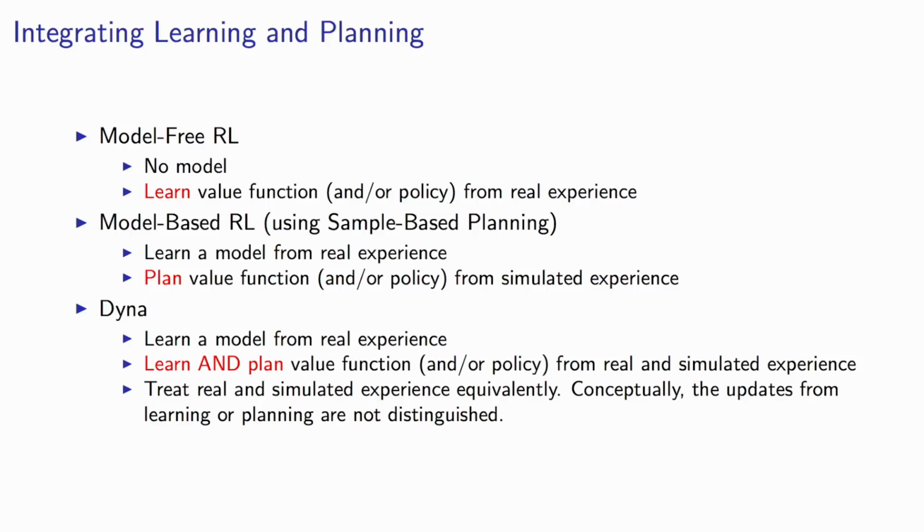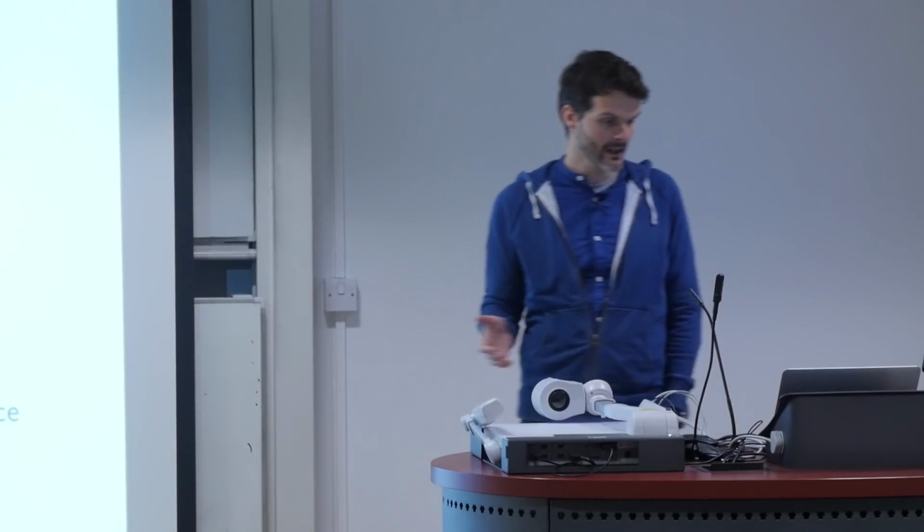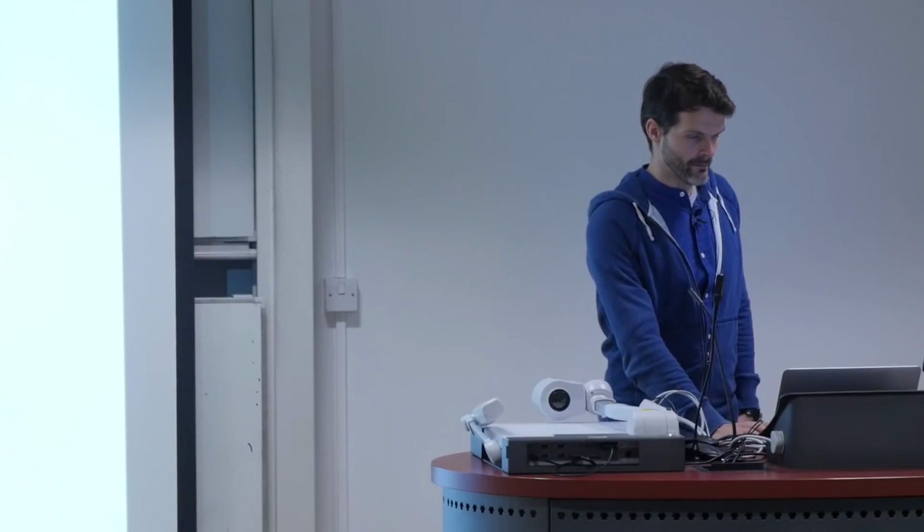And this is sometimes called Dyna. This is how it's called in the book. This is something that Rich Sutton proposed many years ago. The idea is to learn a model, as we discussed before, from the real experience, but then we learn and plan the value function from both the real and the simulated experience. So one way to go about that is to treat the real and the simulated experience equivalently as far as the model-free algorithm is concerned. So this just gets samples. It's indiscriminate on where the samples come from. And then it just tries to learn from that.